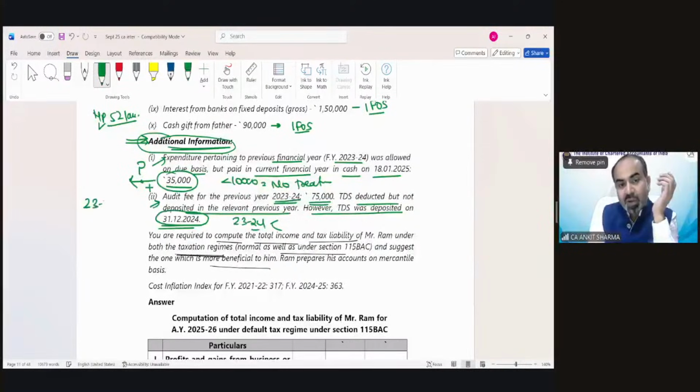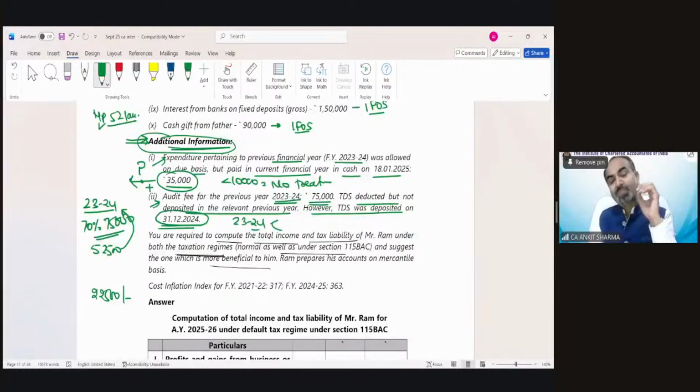In the previous year 23-24, 70% must have been claimed of 75,000 because no TDS has been deposited. That means 52,500 must have been claimed from the profit of 23-24. The remaining 22,500 we can claim in the year in which TDS has been deposited. That is my financial year 24-25. So in 24-25, we can now claim 22,500. Now these are additional information.